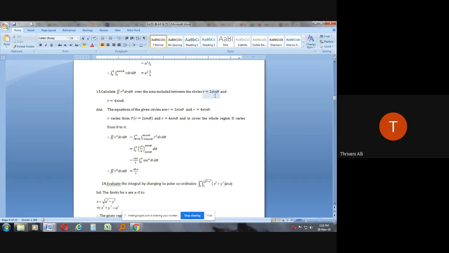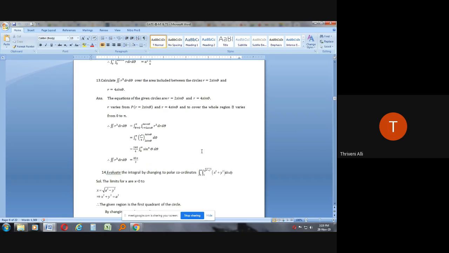r equal to 2 sine theta means, here there is no diagram, but assume that. Just consider a rough diagram for r equal to 2 sine theta and r equal to 4 sine theta. These two curves are different. In the first curve r equal to 2 sine theta, in the second curve r equal to 4 sine theta. So there will be some difference. For the total region between the circles, theta varies from 0 to pi and r equal to 2 sine theta to 4 sine theta.